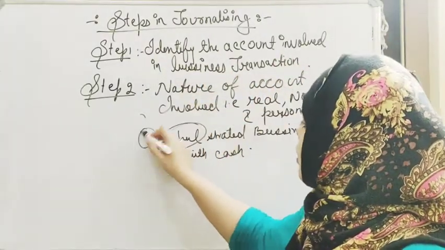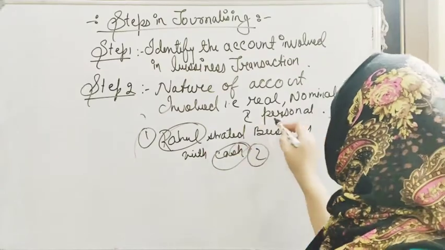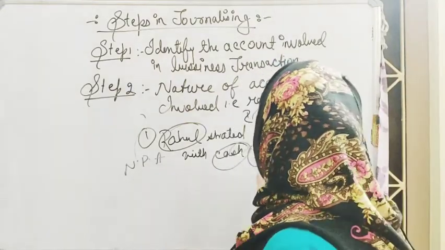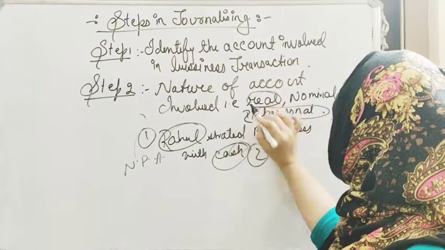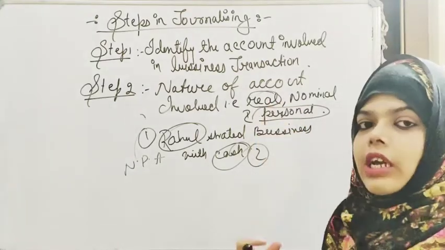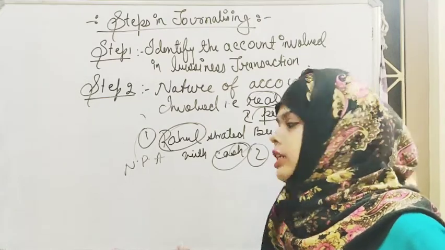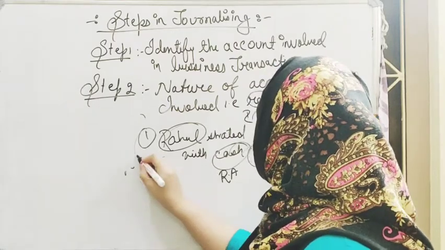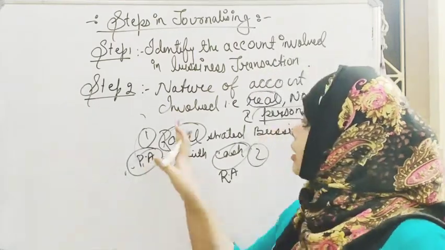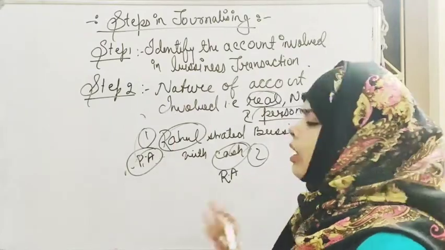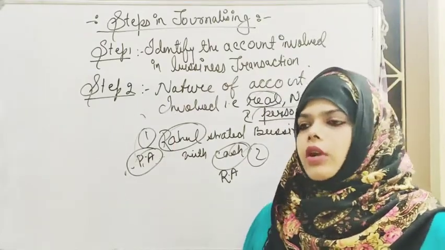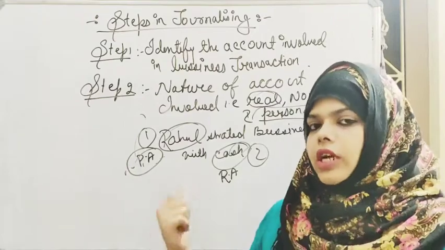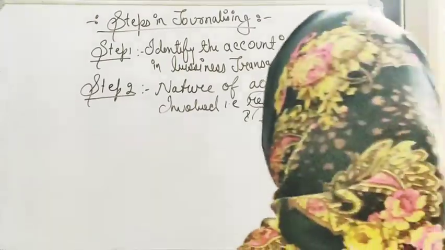First is Rahul's account. Second one is cash. Rahul is a personal account, that is a natural personal account. And cash is a real account, that is a tangible real account, because cash is an asset and it can be touched, felt and seen. So we have to identify whether it is a real account, personal account or nominal account. So according to the identification of the account, we have to identify the nature of the account, that is personal, real or nominal. Now coming to step 3.